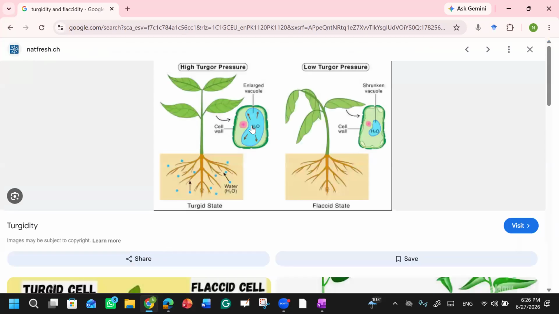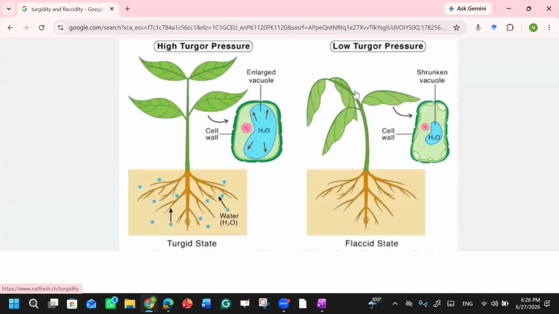There is high turgor pressure. The vacuole is filled with water, so there will be a large vacuole and the leaves will be turgid. They will be large and erect like this, with high turgor pressure.